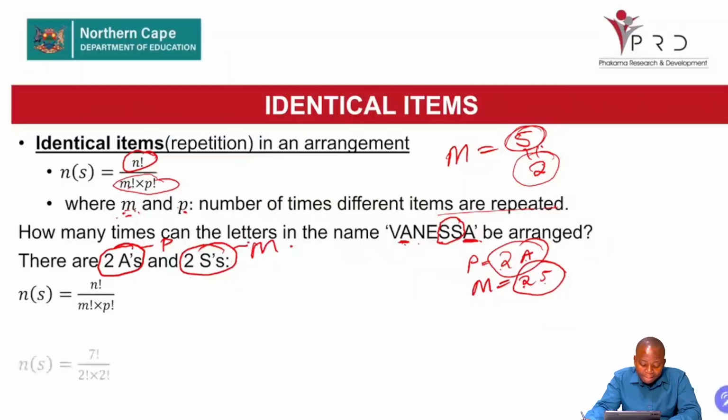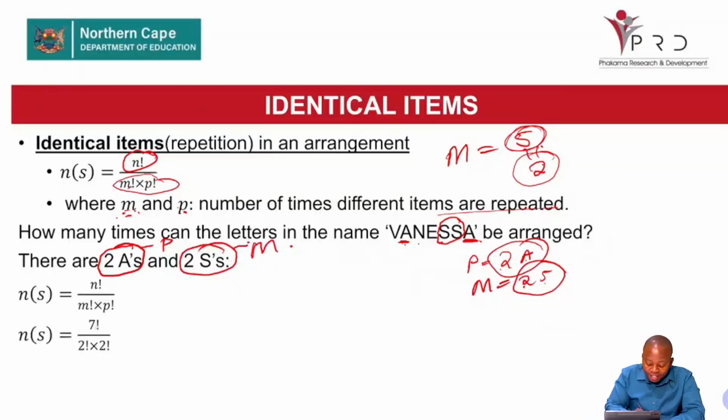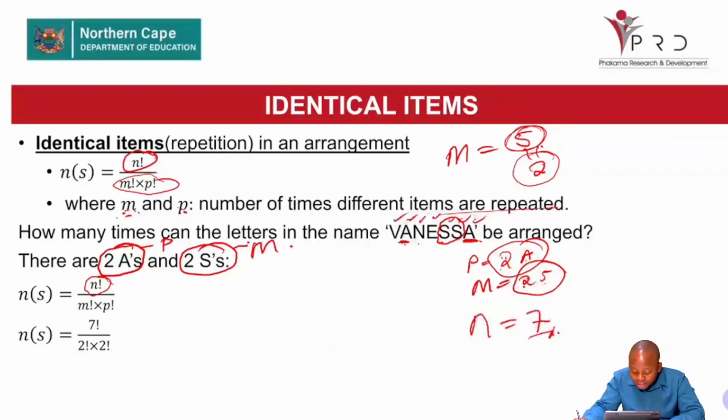We can say the arrangement in this case is what? It's N factorial. What is N? N is the total number of ways, so I just write N there. How many are they? 1, 2, 3, 4, 5, 6, 7. So N is 7. The repeated ones are what? 2 and 2. So it's 2A and 2S in that case.